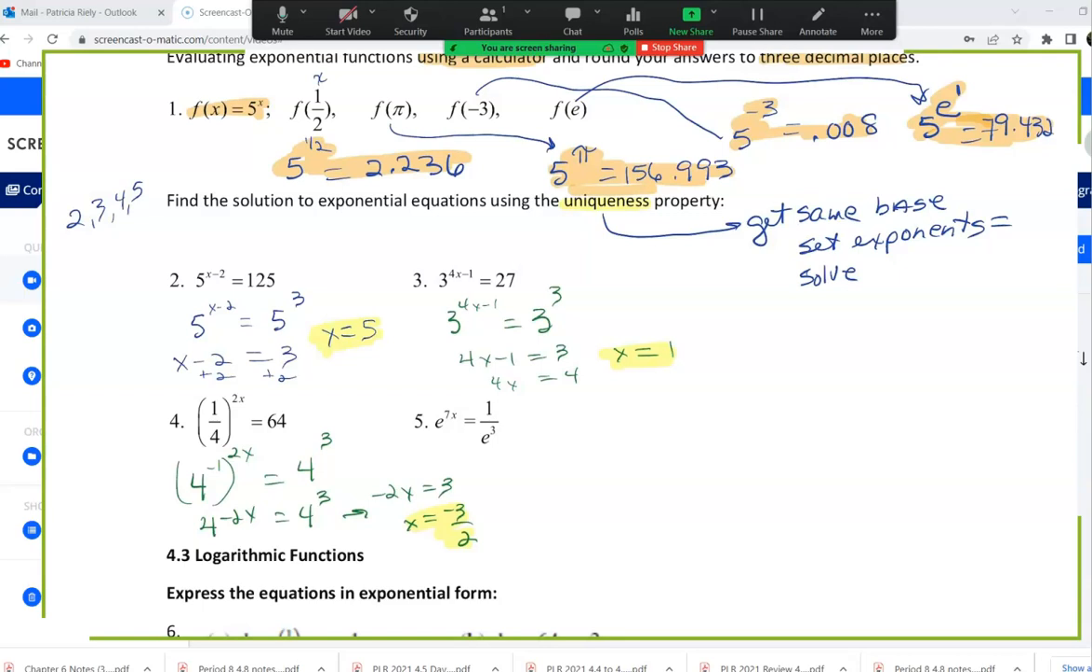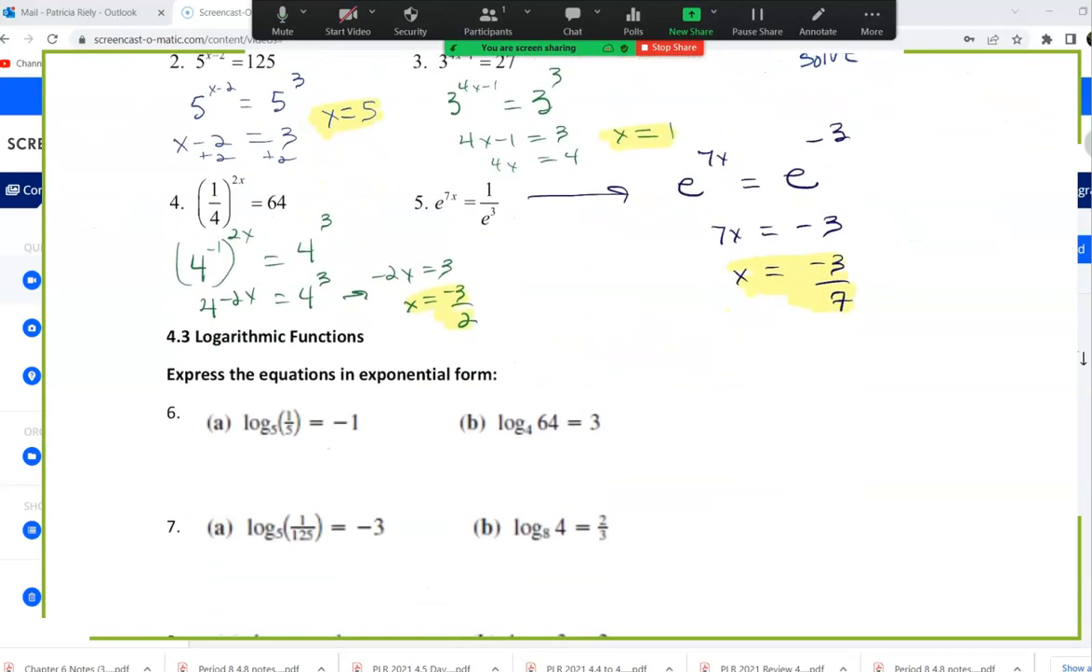That's this one. So I'm just going to move this over here. And first thing I'm going to do is bring up that e to the third into the numerator. And to do that, I have to make it e to the -3rd. Bases are the same, so 7x equals -3, x equals -3/7, and we are done. Okay, so there you have it. All right, next thing.